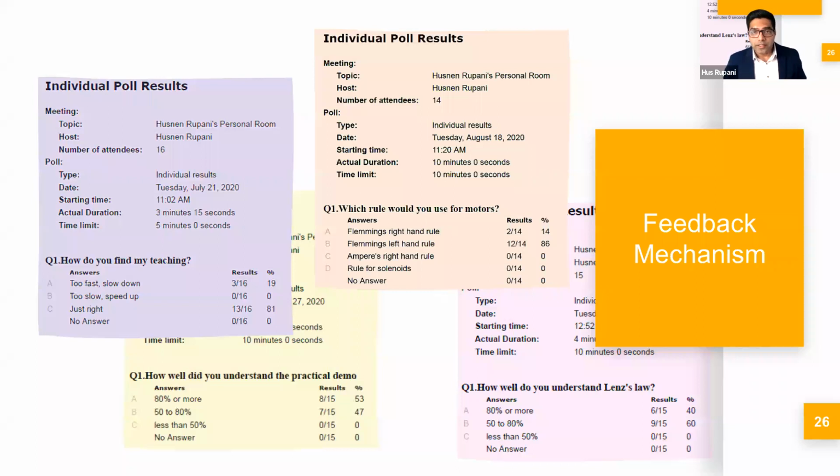You could even ask technical questions like I've got in the middle there: what rule would you use for motors? And you can see there's a couple of students, if you are from an electrical background, you would see that they got it wrong. So I asked them in a private chat why they chose that answer, and they told me that they chose it by mistake. So I could see how they were getting along, they were understanding what was going on. So that feedback mechanism is very important.